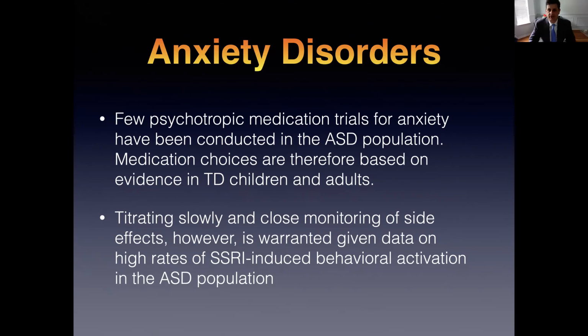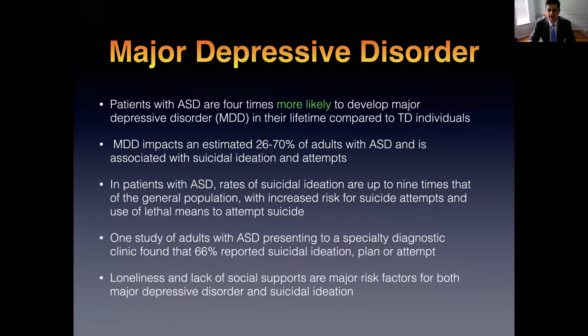I wanted to pivot now to major depressive disorder, and this is a real thing in the population of patients with autism. Individuals with autism are 4 times more likely to have major depressive disorder in their lifetime compared to those who do not have autism. In adults, the rates are extremely high. Again, the studies are so few that we don't have a good range. So it's between 25% and 70%. That's a huge range.